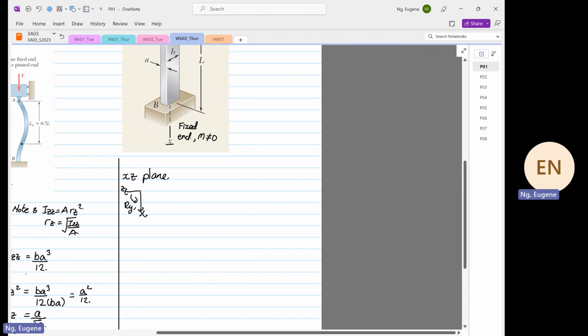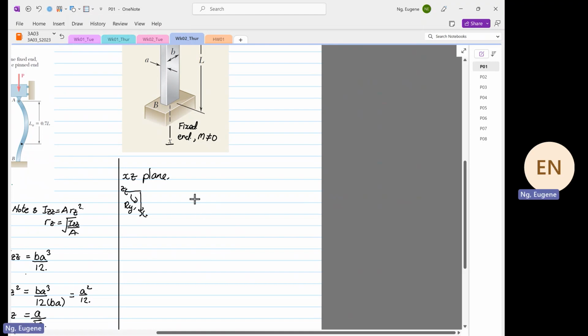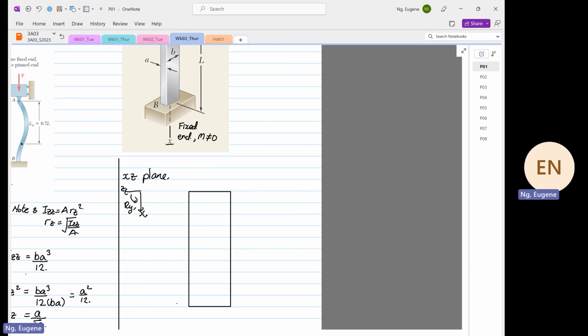So something changed over here. I'm not using the right term, but how the ends are fixed are different now. And I'll show you why. So this is our structure. At point B now, this is still built in, where M is not equal to 0.